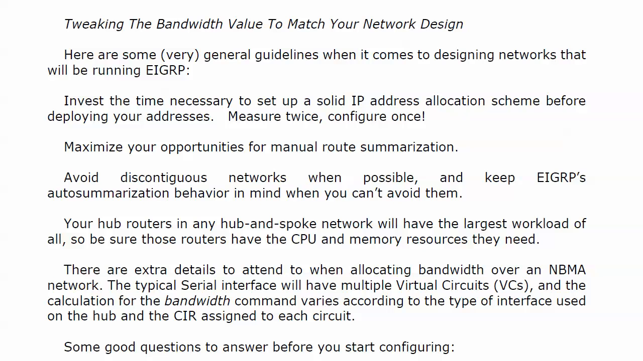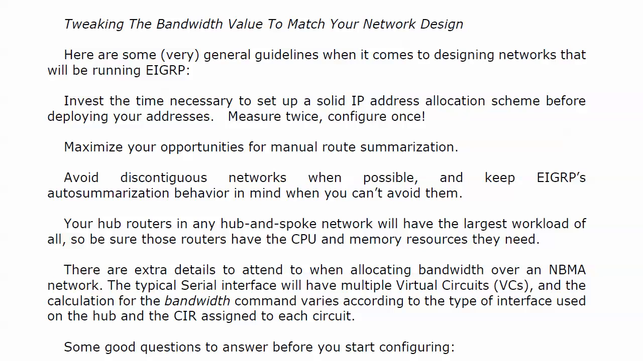As we've seen with route summarization, we know how powerful that can be, and it can take some of the load off of our hardware. So we want to maximize our opportunities wherever possible for manual route summarization on one side of the router, so to speak. Speaking of that, if you can avoid discontiguous networks, wonderful. Please, as we saw, keep EIGRP's auto-summarization behavior in mind when you can't avoid them.